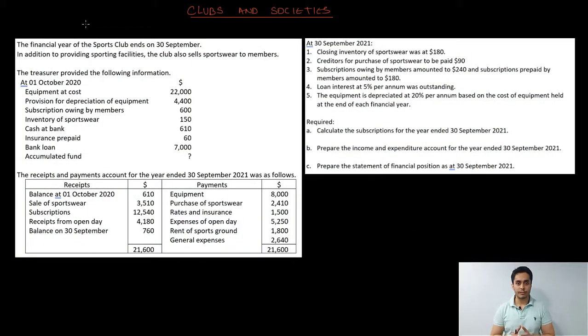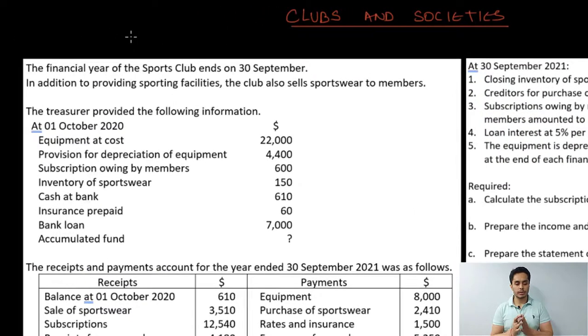So this is the question that I have for you. The question is on a sports club. Initially, it begins with giving you the opening assets and liabilities. At the end, they have accumulated fund, which is a question mark. We will calculate that later.